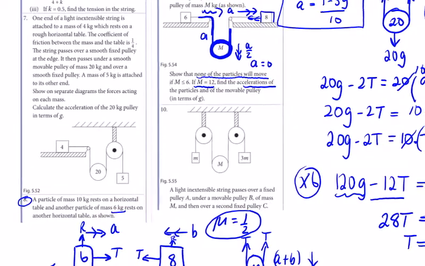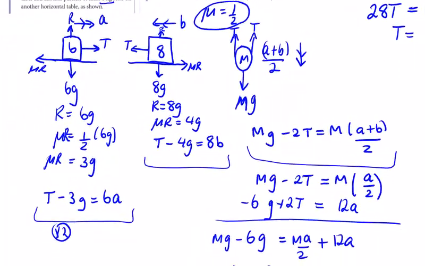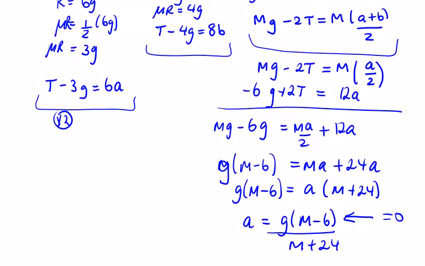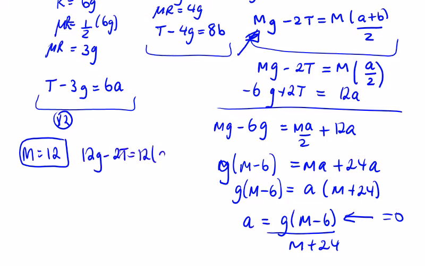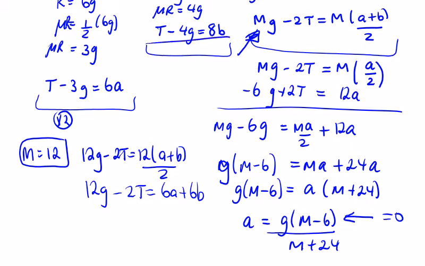And then if m is 12, find the accelerations of the particles on the movable pulleys, right? So if m is equal to 12, we sub 12 back in to this equation here, we're going to get 12g minus 2t is equal to 12 times a plus b over 2. So 12g minus 2t is equal to 6a plus 6b. Now we need to sub a and b back in. So we have this equation here. B is equal to t minus 4g over 8, and a is equal to t minus 3g over 6.